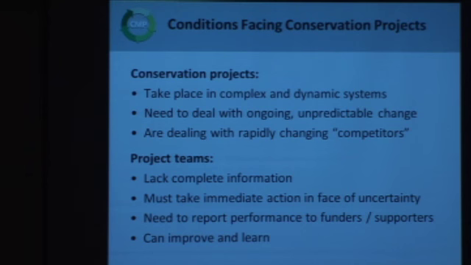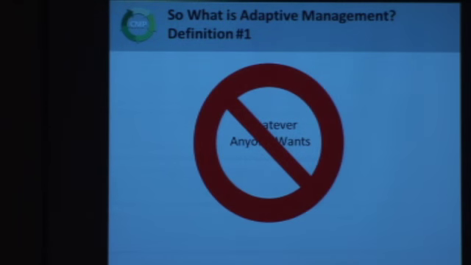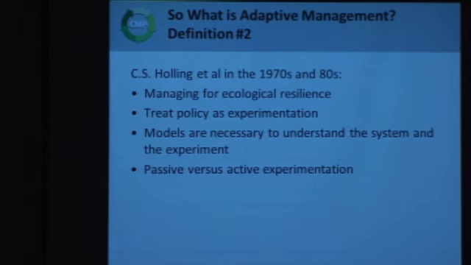So people have come up with this term adaptive management. A bunch of you all were using it. And it's a term that people throw up to solve some of those problems. So some people think of adaptive management as whatever you want. Hey, I tried something and it didn't work, so I'm going to tell my boss I'm managing adaptively. No, we don't really want that. So the real roots of it go back to a guy named Buzz Holling and a bunch of his colleagues in the 70s and 80s.